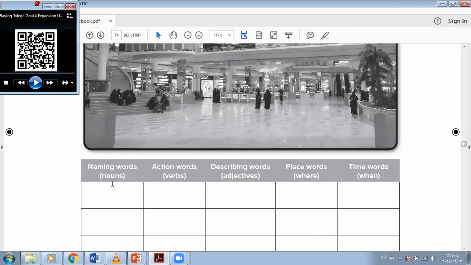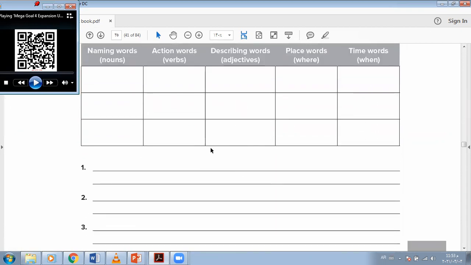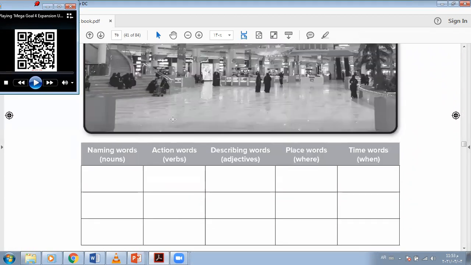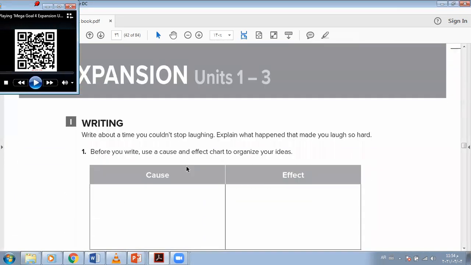يعني هنا بيقول لي naming words nouns، يعني عاوزنا نستخدم هنا الأسماء، الكلمات اللي هي تعتبر أسماء مش أفعال. وهنا الاكشن ووردز اللي هي الفيربس، وهنا الديسكرايبنج ووردز اللي هي الادجكتيفز، وهنا البليس ووردز اللي هي وير، وهنا التايم ووردز اللي هي وين. وبعد كده نبدا نستخدم هذه الكلمات في كتابة 3 جمل تصف بها هذه الصورة. اوكي.